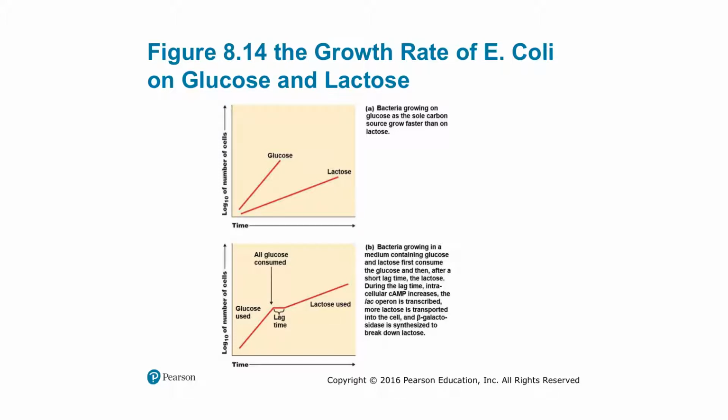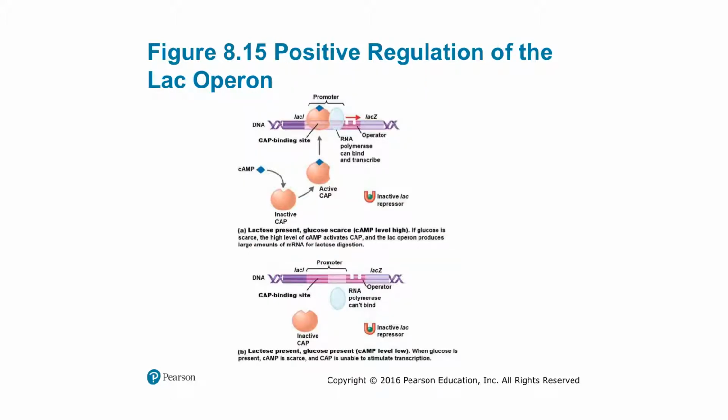And so bacteria growing in this medium containing glucose and lactose first consume the glucose. Then, after a short lag time, the lactose begins to be used, and so the cellular cyclic AMP increases, and the lac operon is transcribed. More lactose is transported into the cell, and beta-galactosidase is synthesized to break down the lactose.